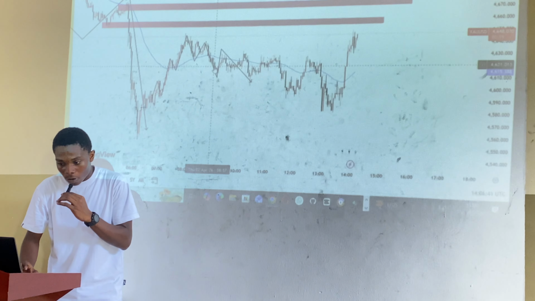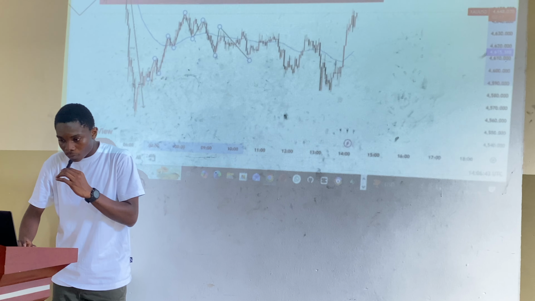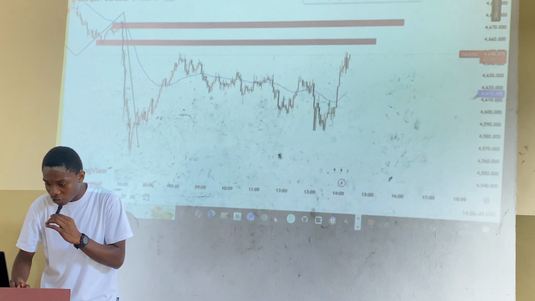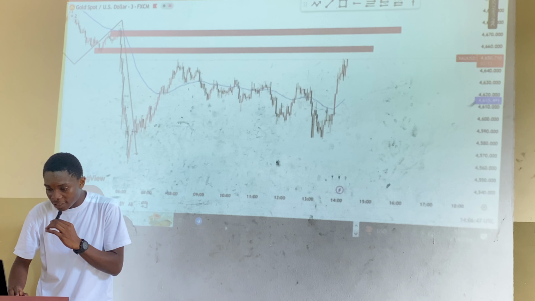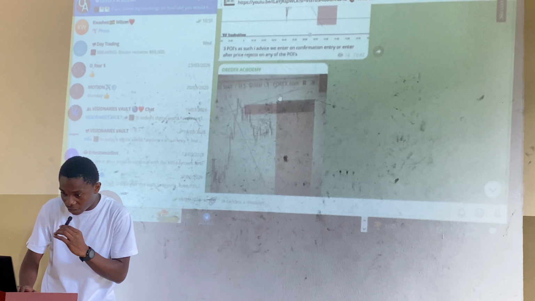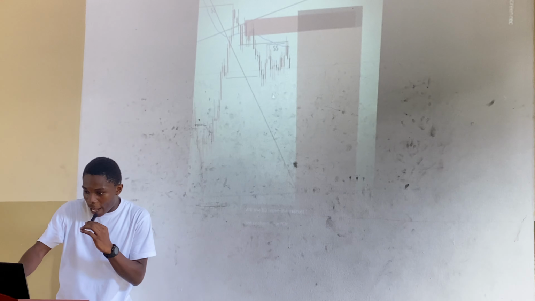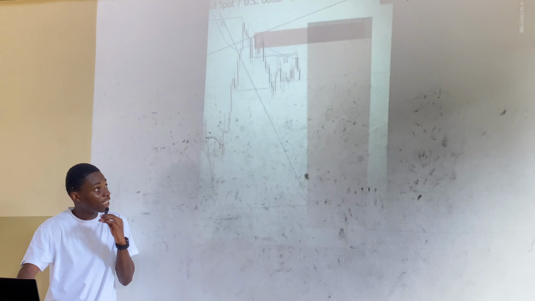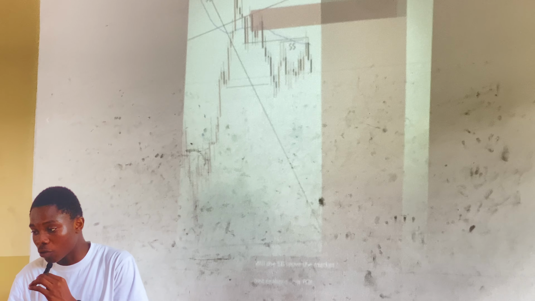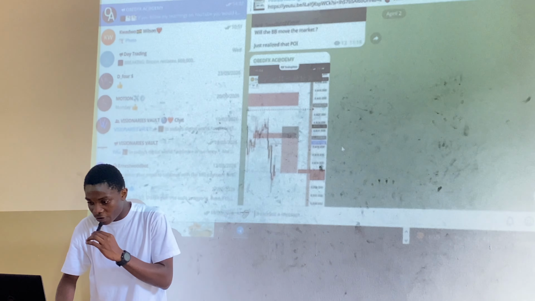So this was what I saw. When I saw the change of character, I sent it to the community. Everything was sent to the community. When price, as you can see, I marked the change of character. When price changed character, it was sent to the Telegram community. So if you're not in the Telegram community, you are missing.